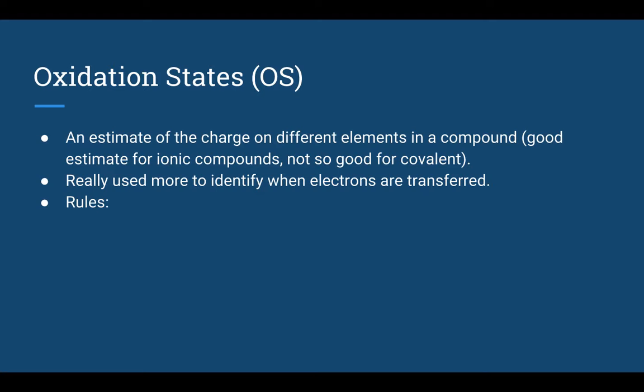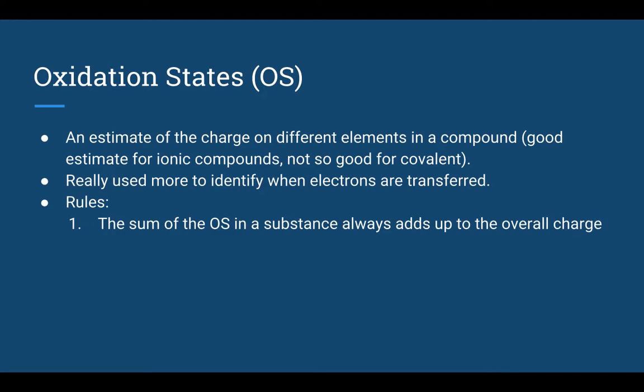So for oxidation state, the real importance of it is here on the second bullet point. So we want to be able to identify when electrons are transferred from one substance to another, and we do that by looking at the oxidation states of the elements in those compounds. So we have some rules for identifying oxidation states. The first one is that the sum of the oxidation states in a substance should always add up to the overall charge. So if I'm dealing with a neutral compound, all of the oxidation states in that compound should add up to 0. If I'm dealing with something like a polyatomic ion, the sum of the oxidation states should add up to the charge on that ion.